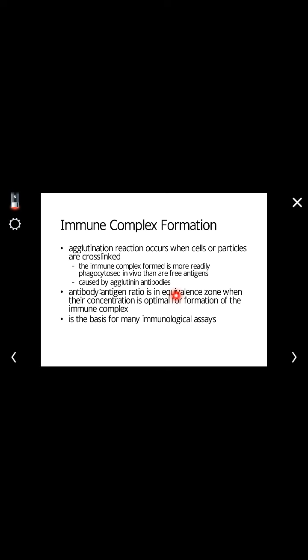Antibody-antigen ratio is the equivalence zone when their concentration is optimal for formation of the immune complex. So when the immune complex formation occurs, you get agglutination. This is generally when you're at the equivalence zone where the ratio between the antibody and antigen is the same. It is the basis for many immunological assays.